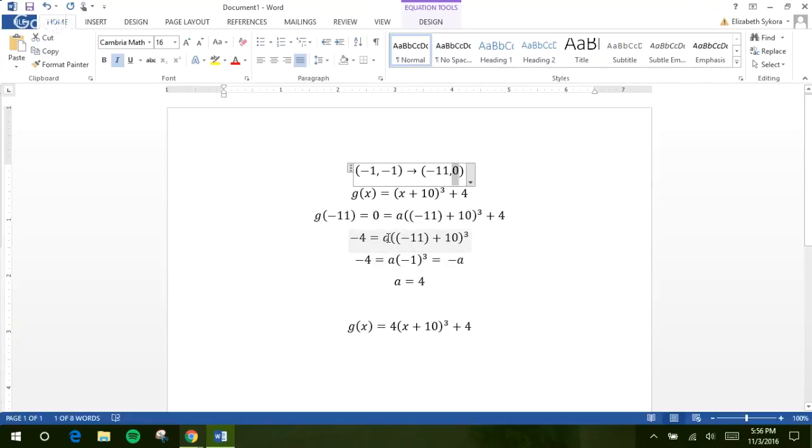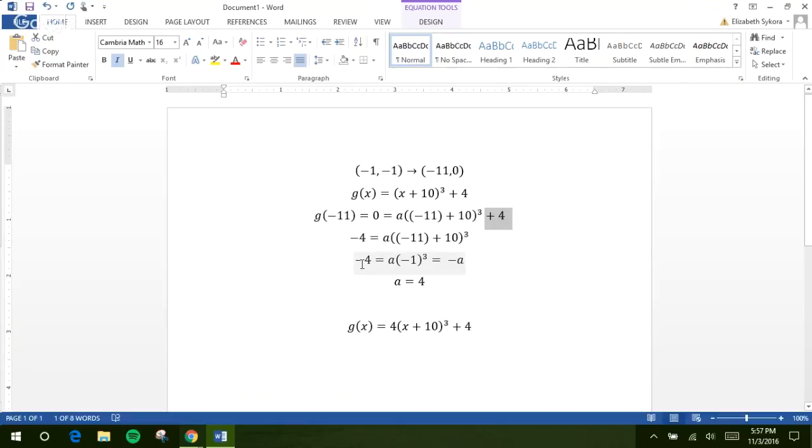So g of -11 equals 0, which equals a times the quantity -11 plus 10, cubed, plus 4. Okay, so let's do the math. We can subtract this 4 over to the other side, so we end up with 0 minus 4 is negative 4. So negative 4 equals a times the quantity -11 plus 10, cubed. Solving inside the parentheses, we know that's negative 1.